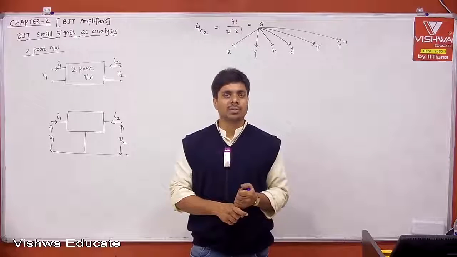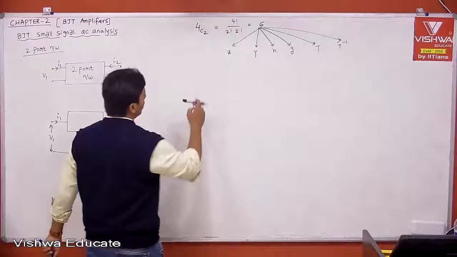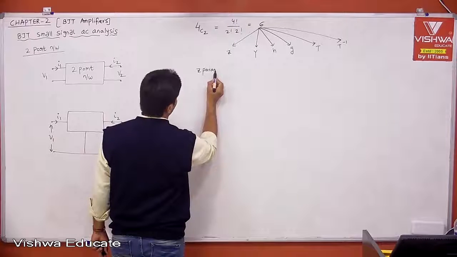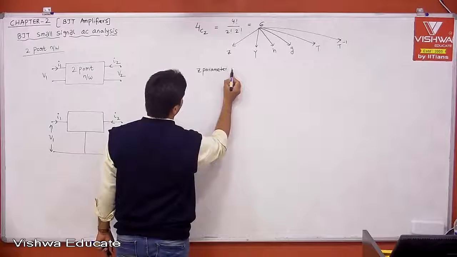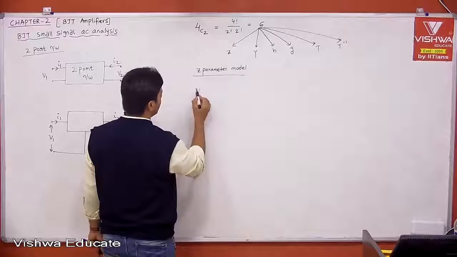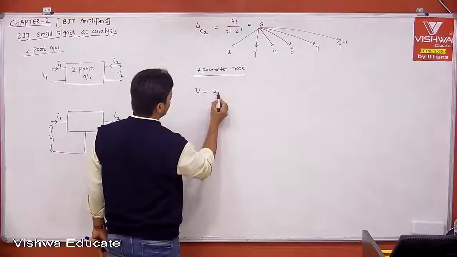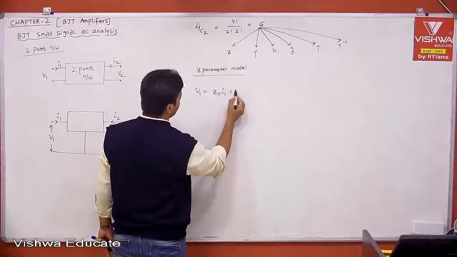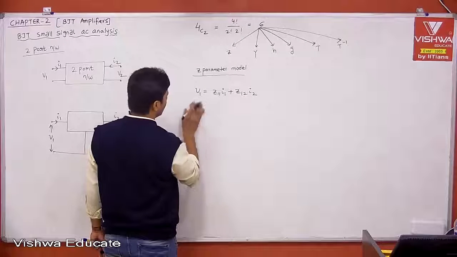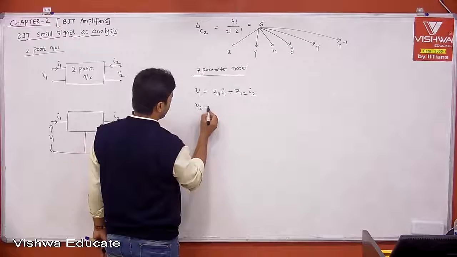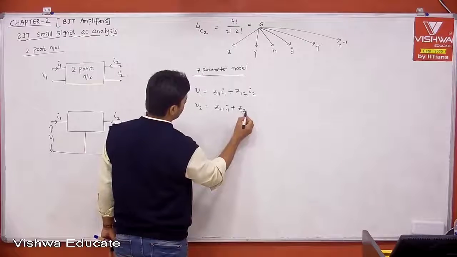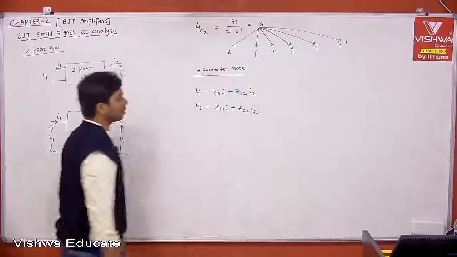Similarly, if you take the Z parameter model, just to explain: V1 is equal to Z11 into I1 plus Z12 into I2. Similarly, V2 is equal to Z21 into I1 plus Z22 into I2. This is your Z parameter model.